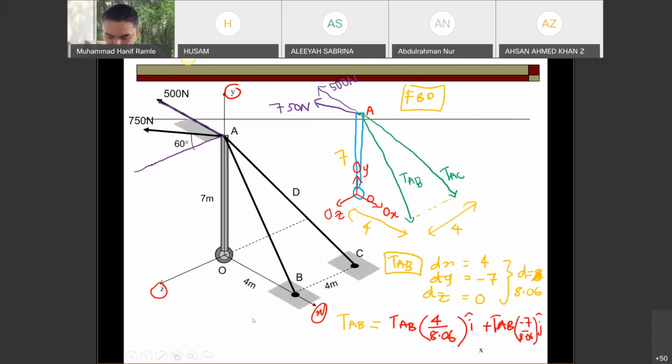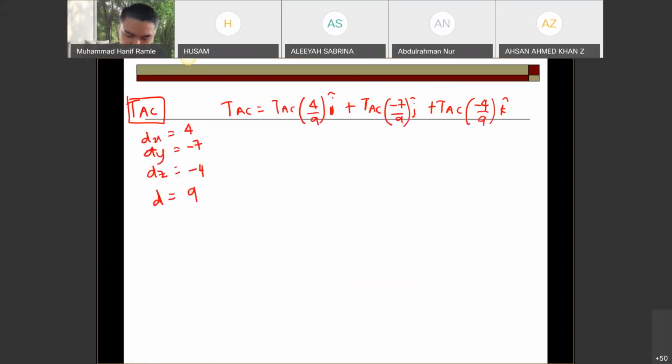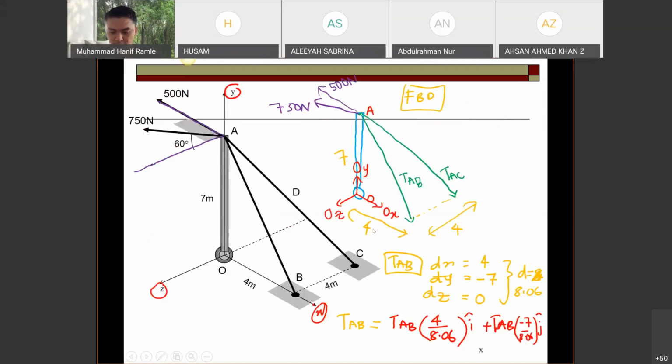Next one. So take the easiest one, which is reaction in O. Reaction in O, easy. Straightforward. O equal to OX I plus OY J plus OZ K. And then 750 and 500. This one is very tricky. You have to be careful. Make sure that you determine the correct IJK form for both 750 and 500 Newton.